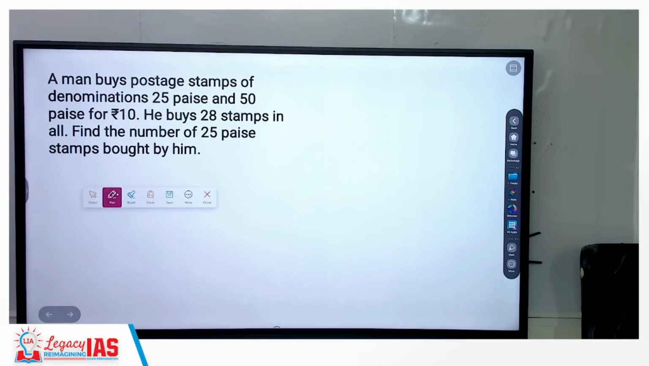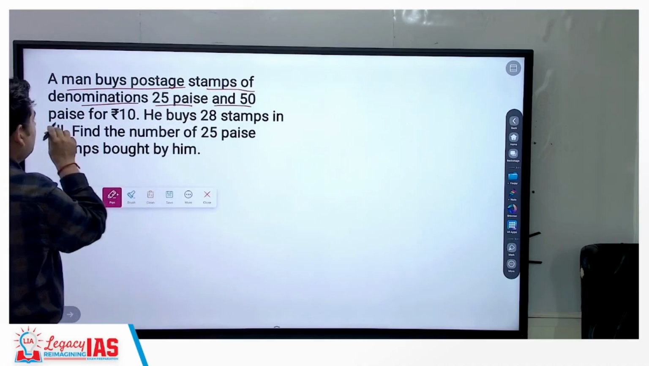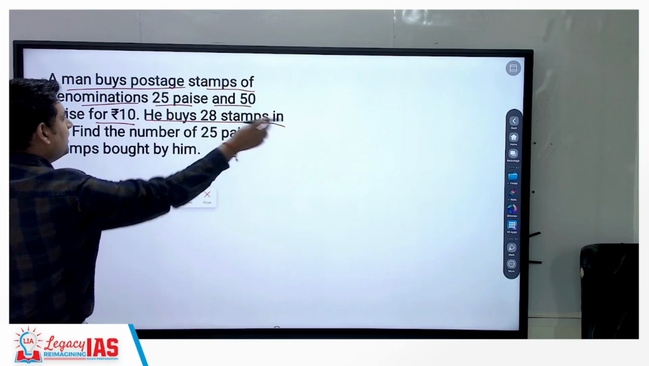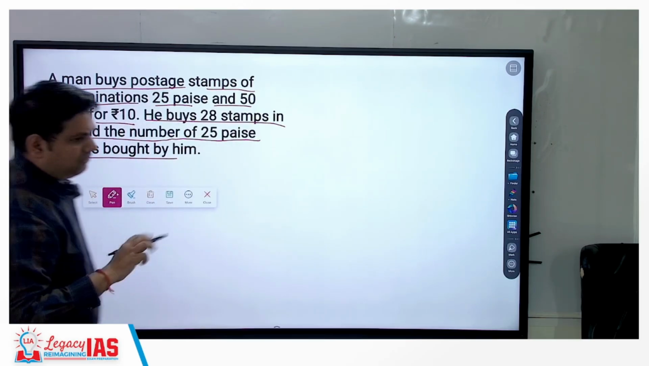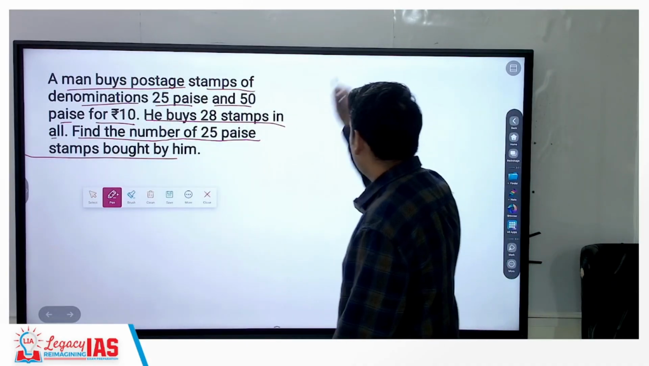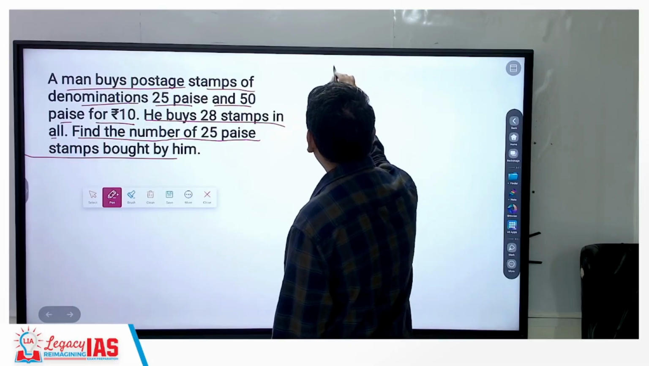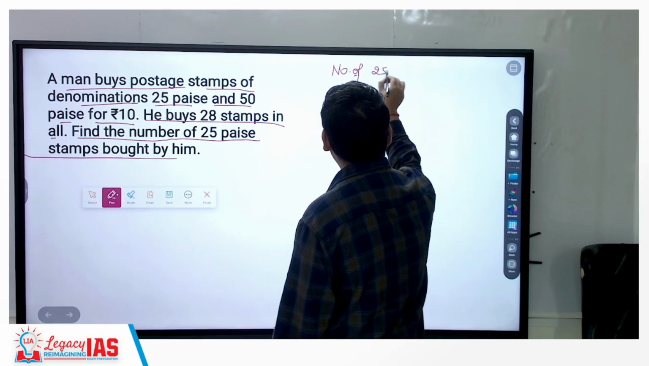See this. A man buys postage stamps of denominations 25 paise and 50 paise for 10 rupees. He buys 28 stamps in all. Find the number of 25 paise stamps bought. Okay, now what is asked? Number of 25 paise stamps.